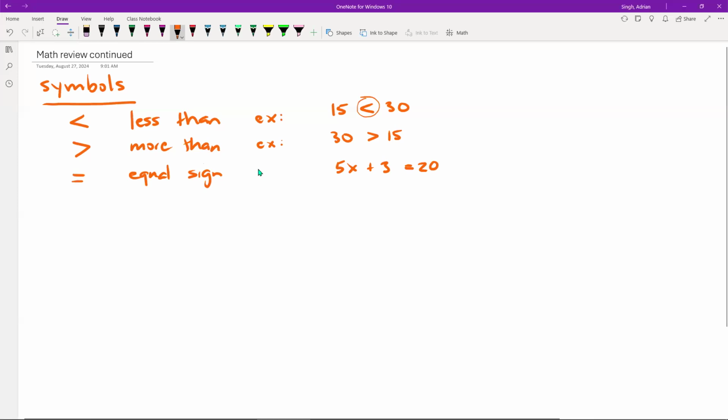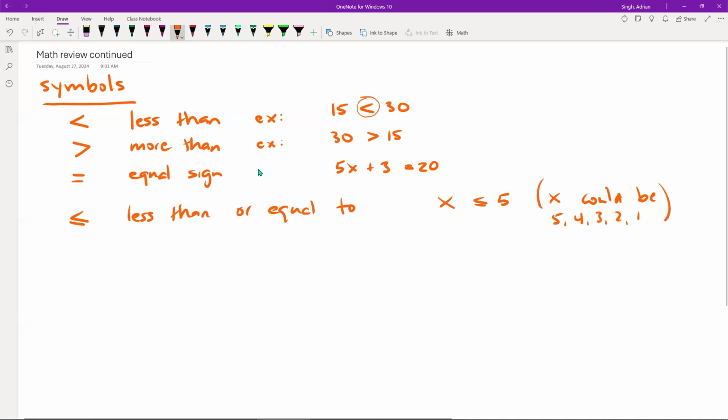Now, we can combine the first three of these here, the first one and the last one. So for instance, we can say less than, with that little line underneath, this means less than or equal to. So we can say x, for example, is less than or equal to 5. So that means x can have values. It can be less than or equal to 5. So it could be 5, 4, 3, 2, or 1.